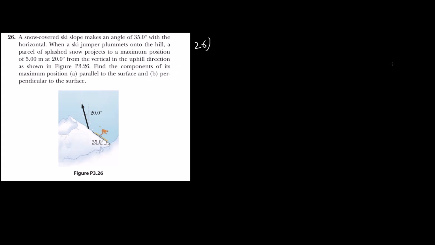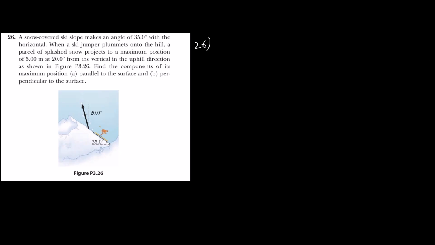A snow-covered ski slope makes an angle of 35 degrees with the horizontal. When a ski jumper plummets into the hill, a parcel of splash snow projects to a maximum position of, say, height, a height of 5 meters at 20 degrees from the vertical in the uphill. Thankfully they draw this as shown in this figure. Find the components of its maximum position.